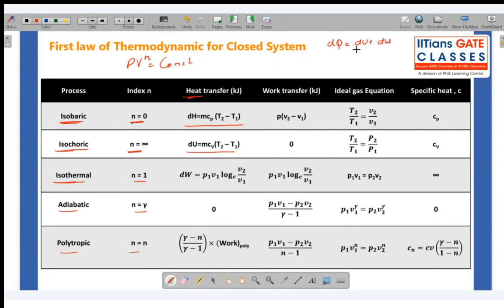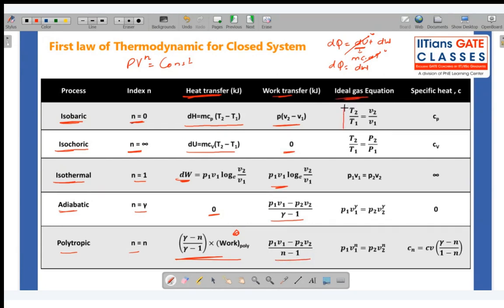Now it is isothermal. So this is mcdT. Isothermal means this is zero, that means this is zero. So dQ is equal to dW, already discussed in the last class. So here heat transfer is equal to work transfer. Adiabatic heat transfer is zero. For polytropic, we very rarely use this, so I have not defined this. Work transfer, isobaric, P(V2 minus V1). This is work transfer. Everything we have defined.